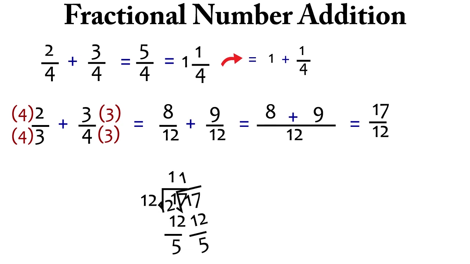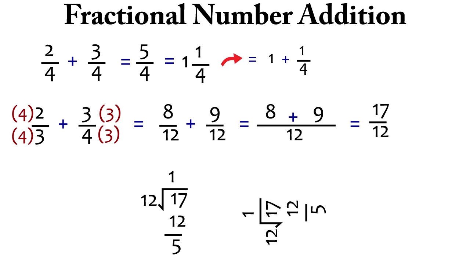Again, rotate this division by 90 degrees counterclockwise for best understanding. Now write 1 at the left, 5 at the right, and 12 at the bottom. So this is the final answer.